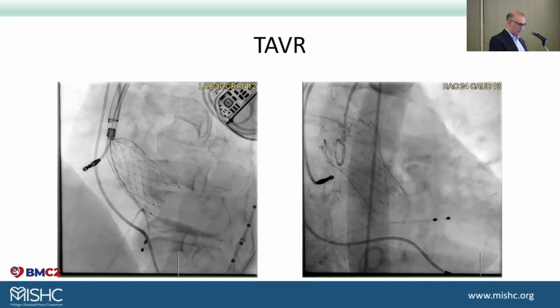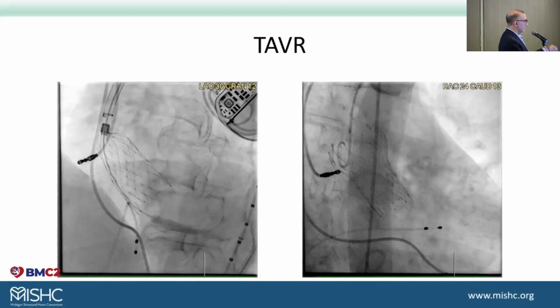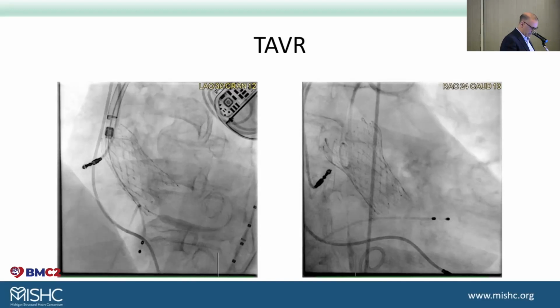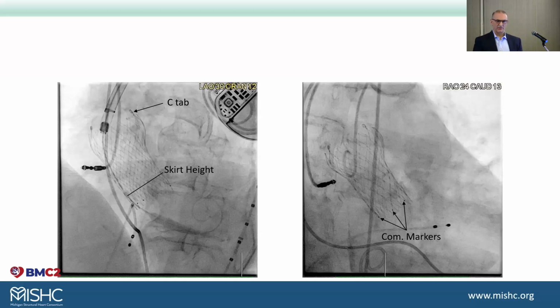We feel the coronaries are wide open. If you look where the waist is, we're able to engage this RCA quite easily through this cage. So that's the C-tab I told you about. It looks like the one tab with lucency through it. There's the height of the skirt. And those 3 dots, 1, 2, 3, are the commissure markers, which in this case designate for us that we have appropriate commissure alignment.